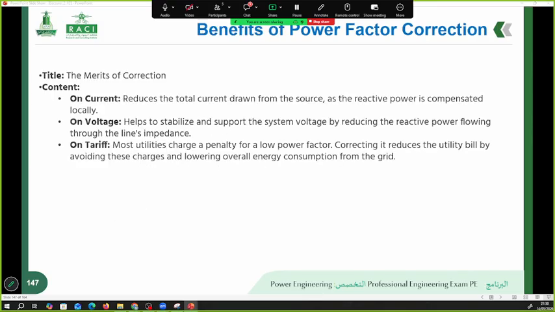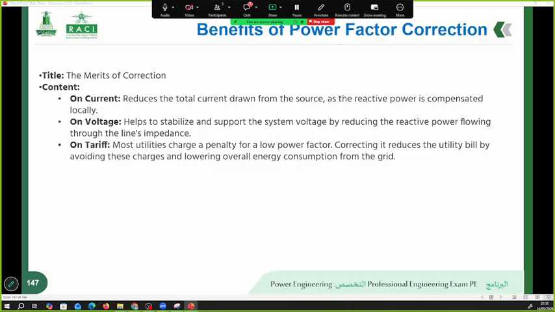Okay, this slide summarizes the significant advantage of correcting a low power factor. It highlights how this seemingly technical practice translates into tangible benefits for both the power system and the end user. So power factor correction reduces the total current drawn from the utility source by supplying reactive power locally with capacitors.